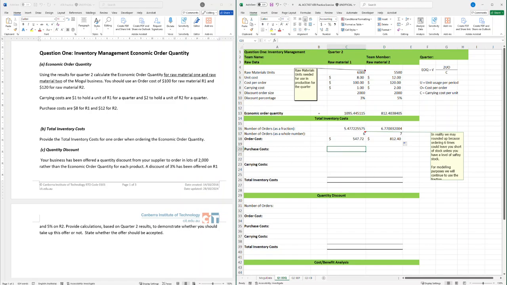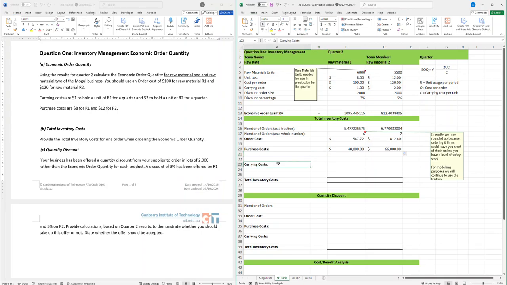Now, what should then be the purchasing cost? If we think about this, it will simply be your units used in the production times your unit cost. Okay, so that would be $48,000.